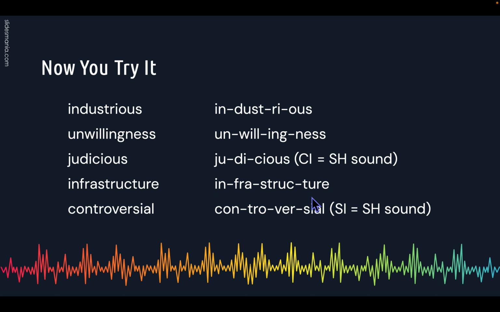All right, for this one, we're going to split before the suffix chur, after the prefix in, after a vowel, before a blend, infrastructure. And this is another word where the in part is accented. This is not accented, so the A becomes the muffled schwa sound of a. Right here we have the prefix con. We have the suffix shul, remembering that the SI is a Latin spelling for the sh sound. And we divide after a vowel before a single consonant. Controversial.